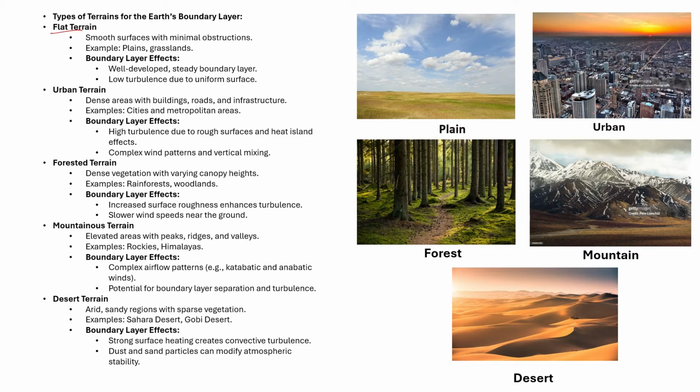And if you take the urban, which has low-rise and high-rise buildings, this has a very complex flow pattern and high turbulence level. And the forest, due to the dense vegetation, the surface roughness is increasing, so we have increased turbulence here. And the next, mountain. Here also there will be a lot of peaks, ridges, valleys, etc. Similar to the urban terrain, this also has a lot of turbulence.